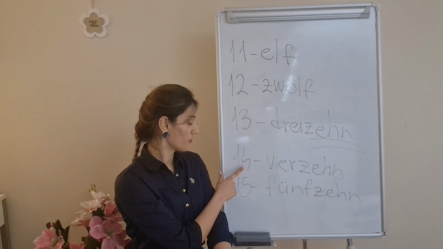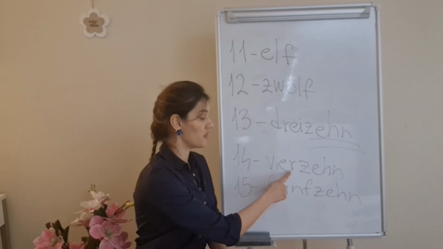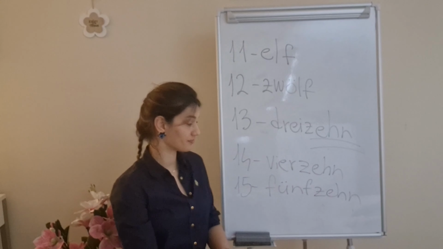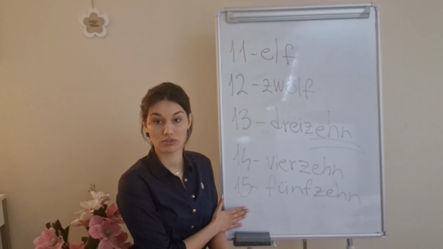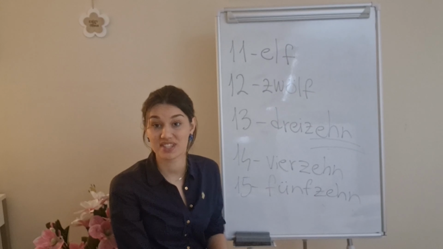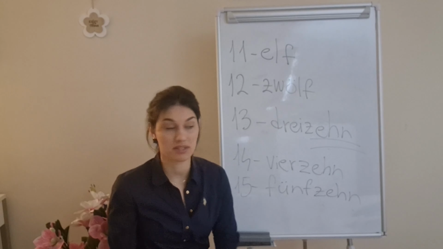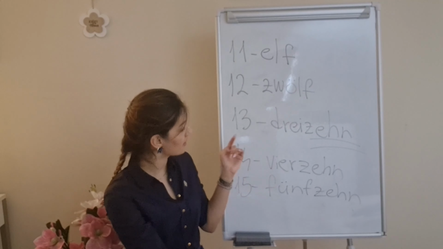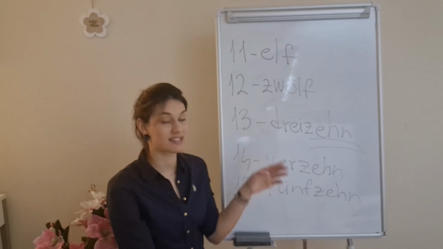So for example, 14 will be read vierzehn. So number 4 and 10. Vierzehn. And 15, also not hard when we know this logic. 5 plus 10. Fünfzehn. So let's recap once more. So 11 and 12 are separate numbers, and then here we just add, for example, 3, 4 or 5. Here we add 10. So 13, 14, 15. Repeat after me. Fünfzehn.